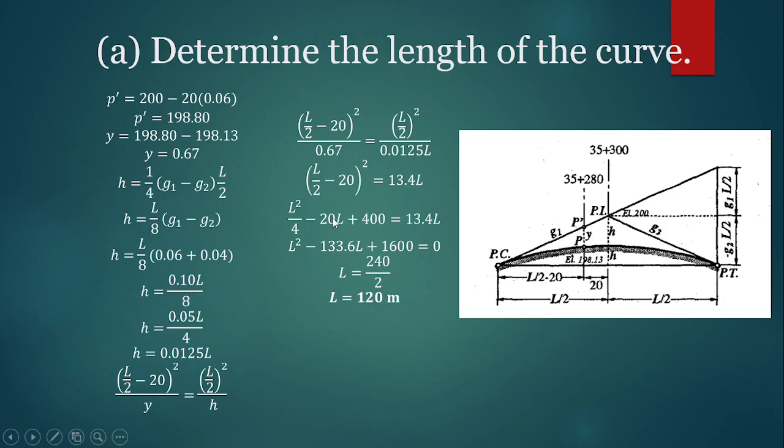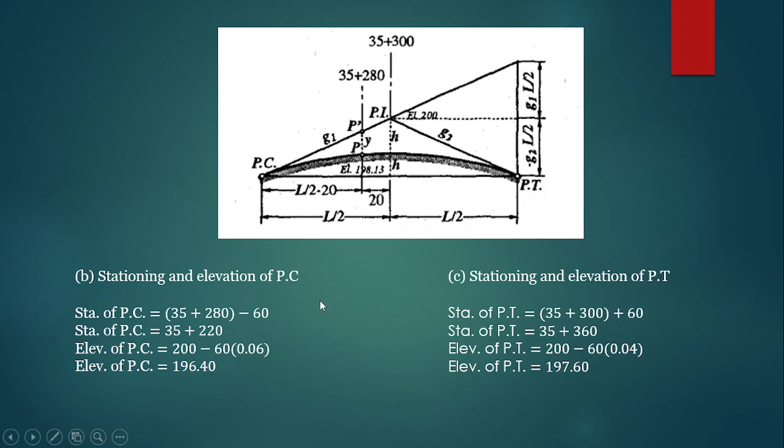I-transpose lang to doon. So, magiging L is equals to 140 over 2, L is equals to 120. Para sa stationing ng PC, ito lang.